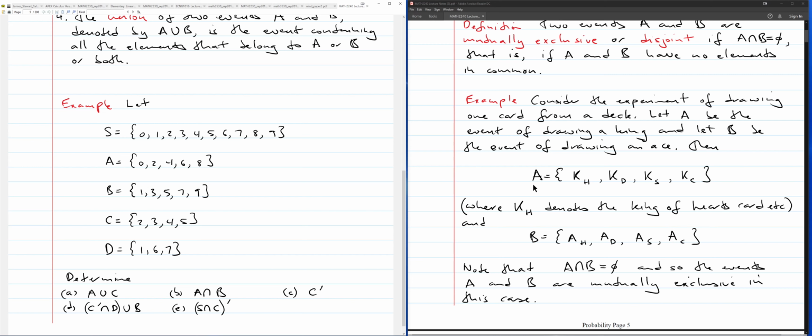Okay, so notice that both of these are subsets of your sample space, and if you write out the sample space S, it is the set of all 52 cards, right? So this is event A, which is drawing a king, and this is event B of drawing an ace. And what you want to notice is that these subsets A and B have no elements in common. So the intersection of A and B is going to be empty. So this is an example of two disjoint events.